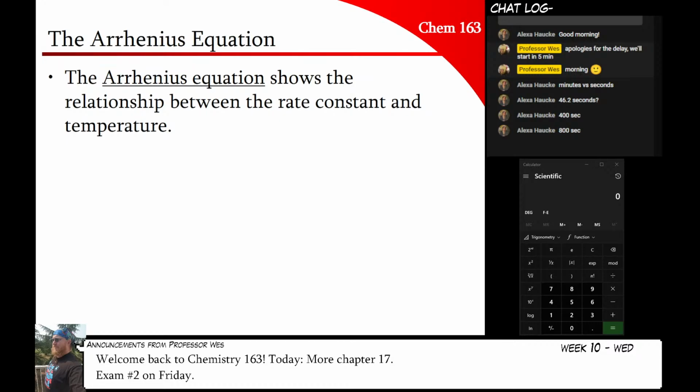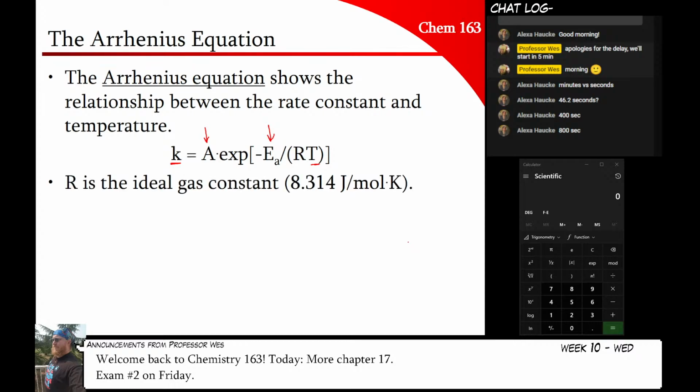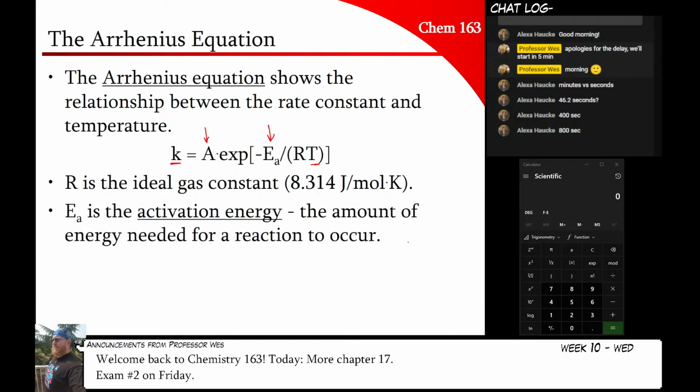And we have an equation for that, and that's called the Arrhenius equation. It looks like this. This equation relates the rate constant, k, which is what we've been working with, to temperature. But there's some weird stuff involved here. R, we already know. R is the ideal gas constant, which just shows up everywhere, right? E sub A is what's called the activation energy.